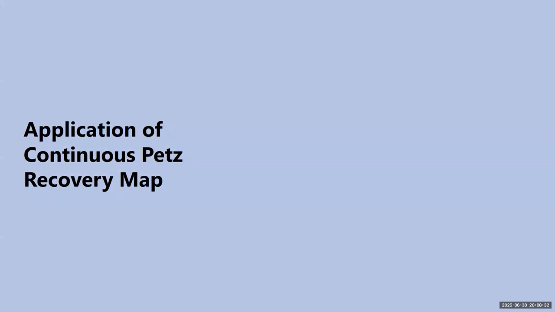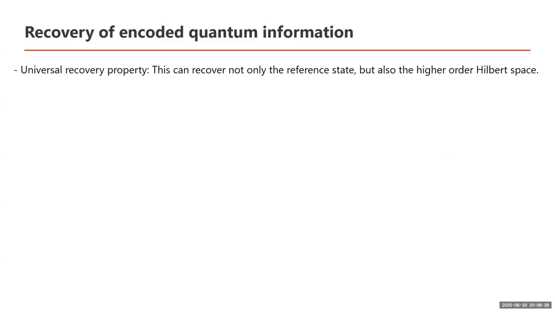So let's move on to the application of the continuous Petz recovery map. We have shown some basics of the Petz recovery map, and one of the important features of the Petz map is the universal recovery property. This Petz recovery map can recover not only the reference state, but it is known that it can also recover a higher-order Hilbert space.